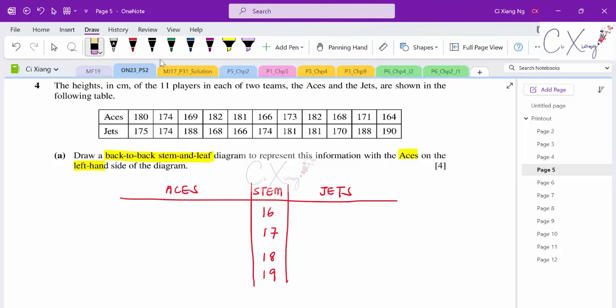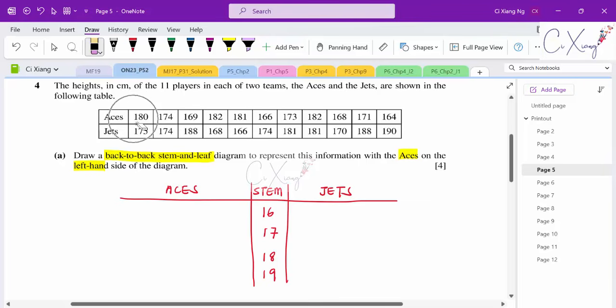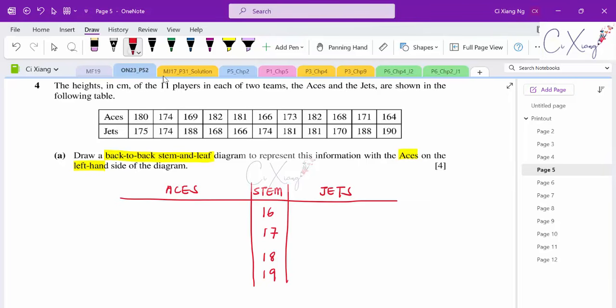Then you try to put in the values one by one according to the steps. So if, let's say, I look at the first height of the player in the Ace team, 180, therefore you have to put a 0 here, that means 180. Then 174, so you're having 4 here, which means 170, 17, 4, 174, okay? Then 169, so you need to put a 9 here. So slowly you plug in every single value according to the stem that is related to the value.